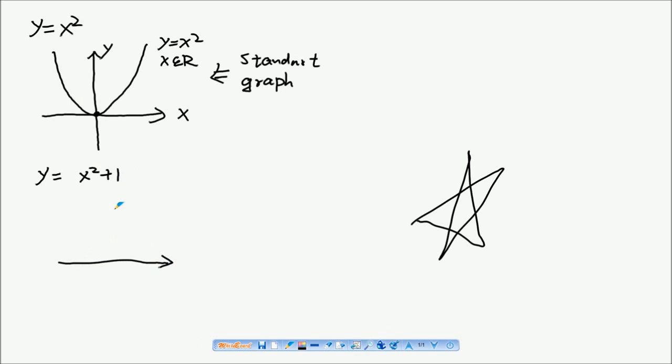If I draw it, it will be something like this. The graph would be something like that: y equals x squared plus 1, and the domain is that. That's your x, that's your y. The turning point is (0, 1). So if you have a plus 1 there, it means the graph actually translated 1 unit up.